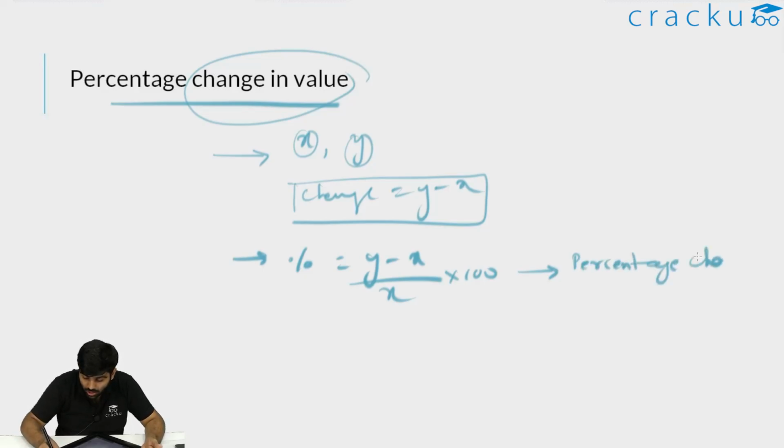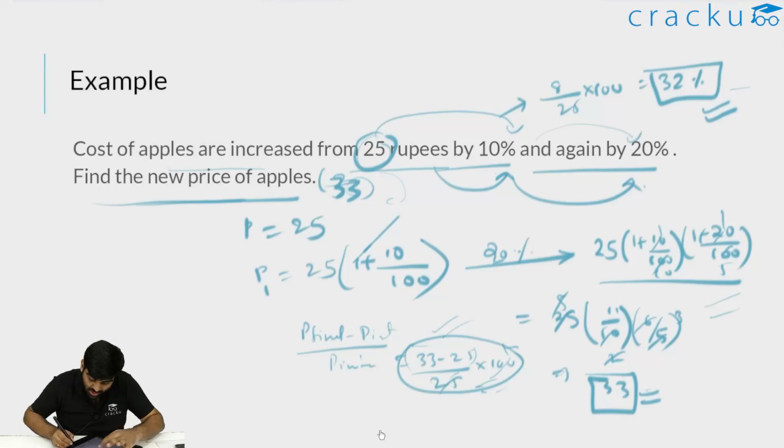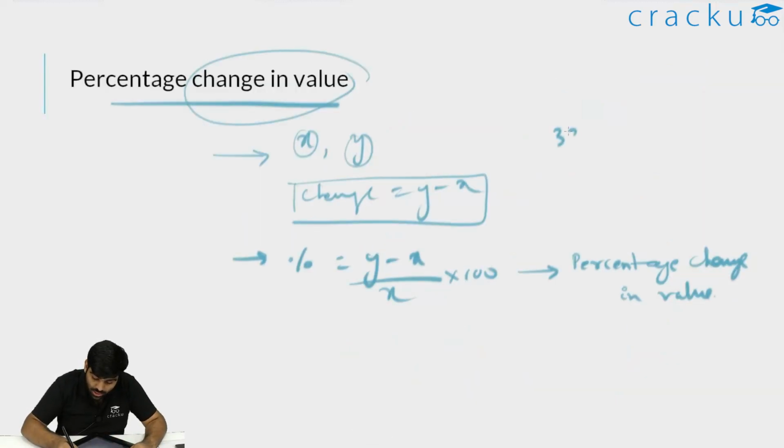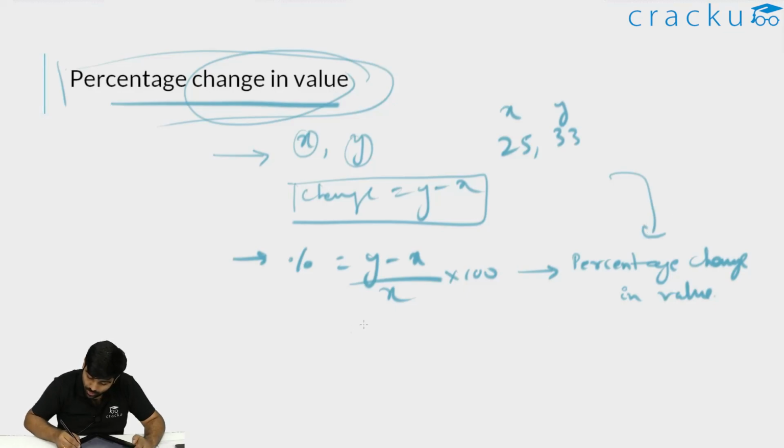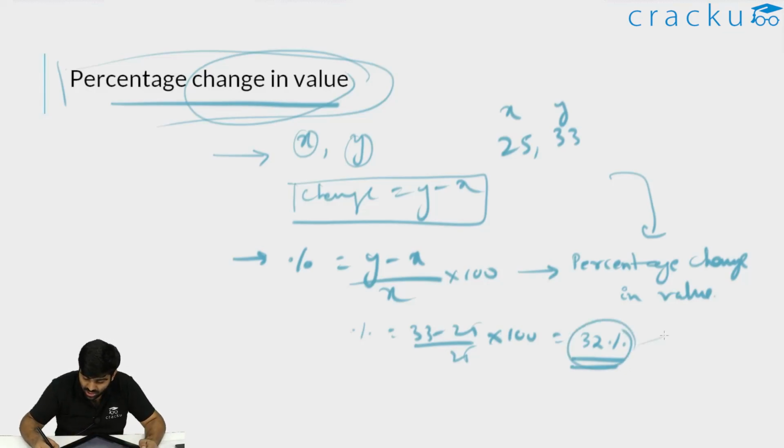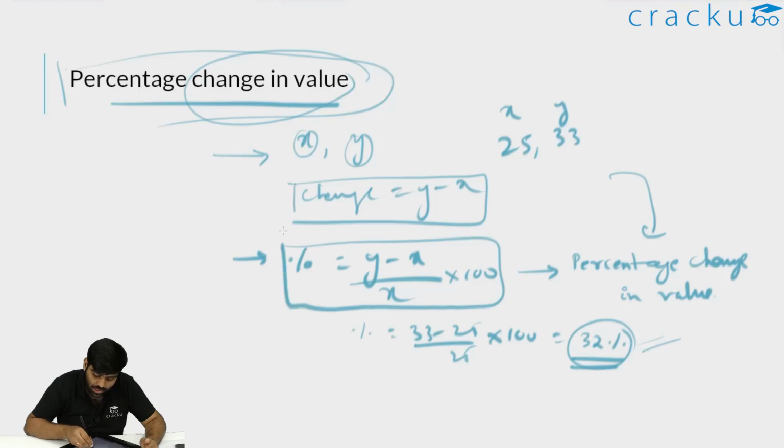Percentage change in value. This can be applied in the previous example as I have done. The final price is 33, the initial price is 25, that is X is 25, Y is 33. So percentage change in value should be what? Let's just take the one which I've already calculated in the previous step. 33 minus 25 by 25 into 100, that is nothing but 32%. So the percentage change in the price in the previous question is 32%, that is Y minus X by X into 100.